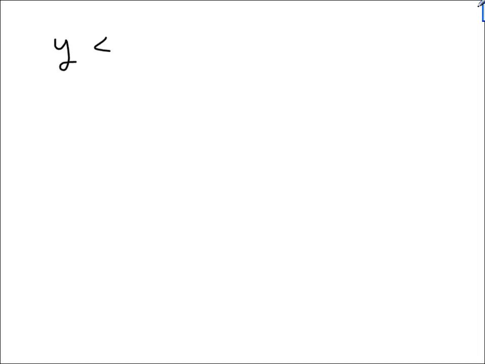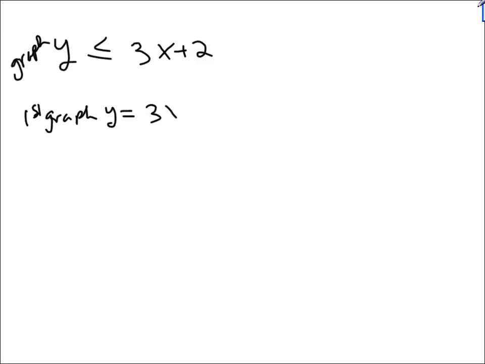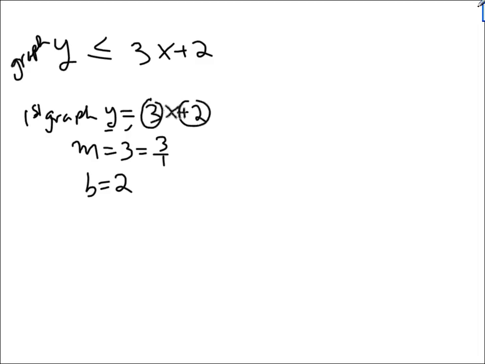Suppose you wanted to graph y is less than or equal to 3x plus 2. That's the instructions. Graph that inequality. Well, first, you graph the equality, y equals 3x plus 2, and we'll get a few points. We'll use the point-slope technique. Since y is equal to mx plus b, m is 3 over 1, and the y-intercept is 2.